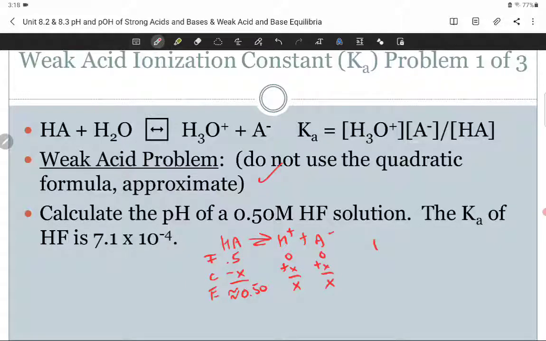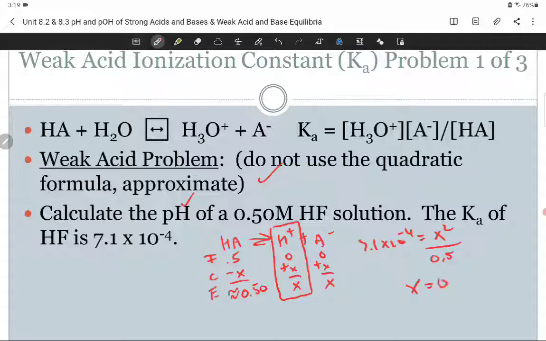Ka value is given, 7.1 times 10 to the negative fourth equals x squared, because it's x times x on top, and then 0.5 on the bottom. Let's make that a better 0.5 there. And that's going to give you an x value. By the way, the x value could be A minus or H positive, but we'll love the H positive because that can be used to get pH.